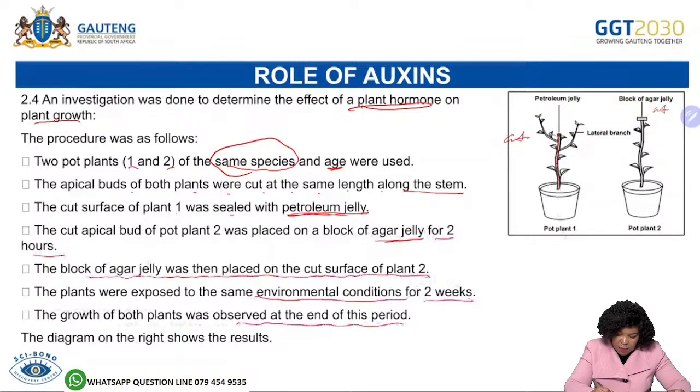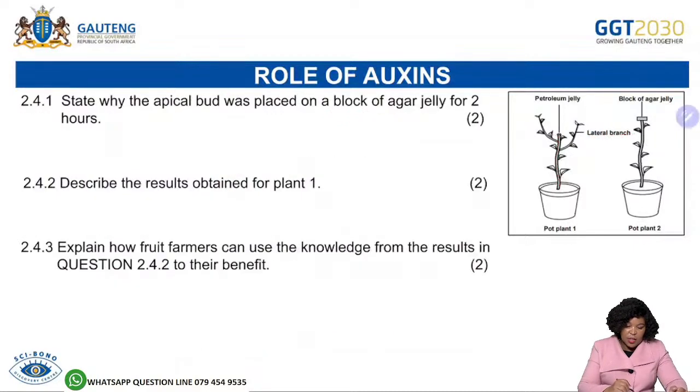So you see in pot plant 1, there is growth, but it is not as high as in pot plant 2. Fine. And also you see in pot plant 1, there's something that is different. You see there are lateral branches, but in pot plant 2, there are no lateral branches. Already you are thinking in your mind, what is the role of auxins? You've learned that. Let us take a look at the questions.